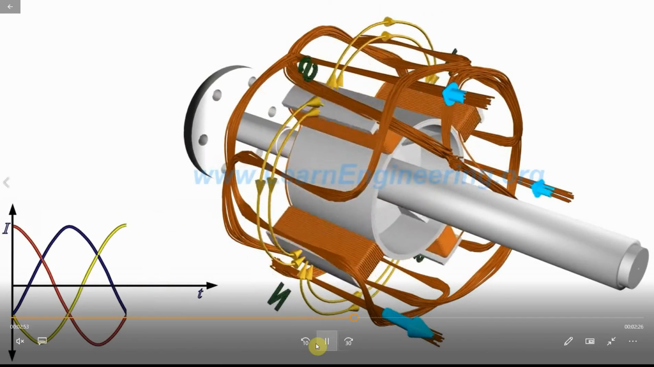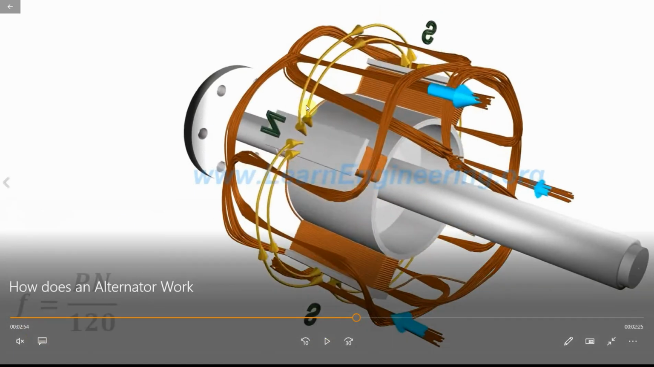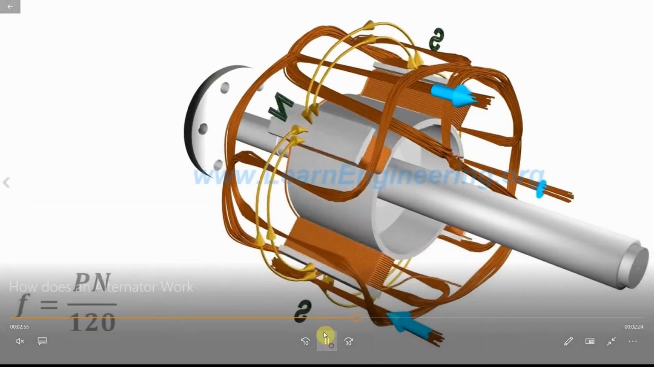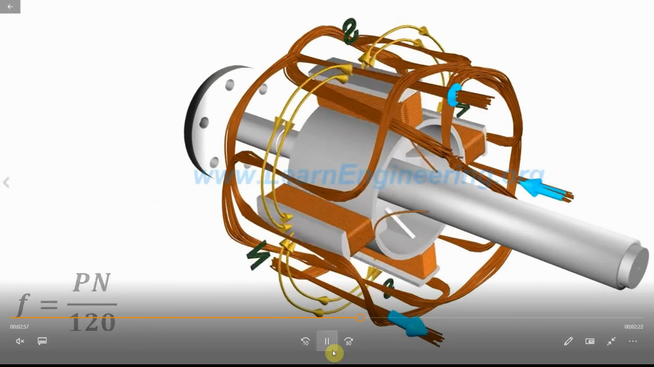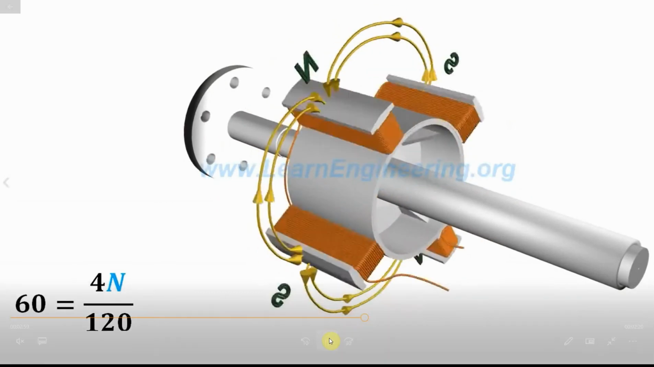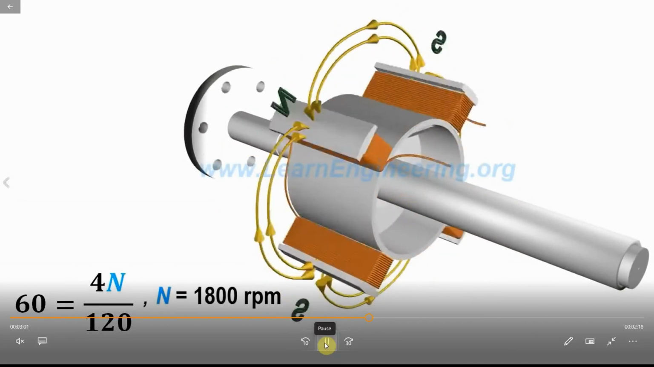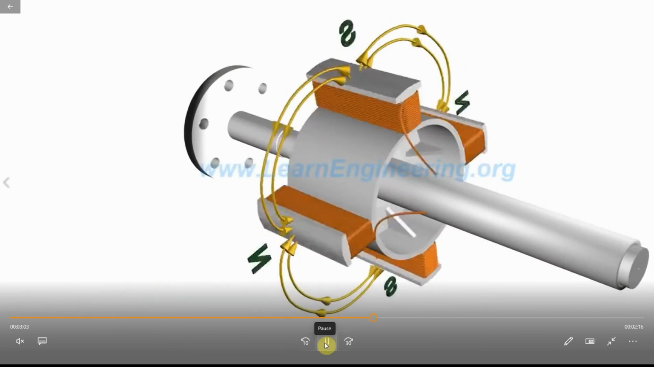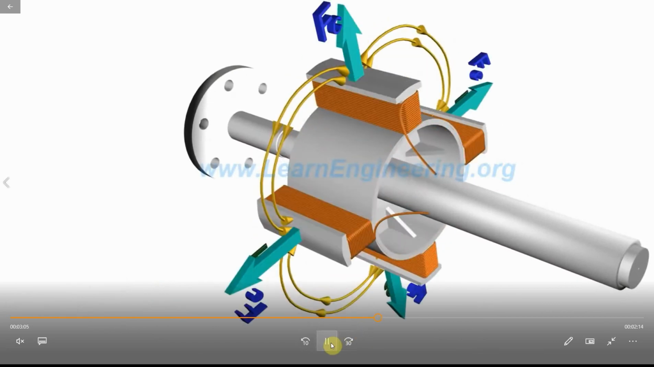So as you can see, this flux is cutting the winding as it is rotating. So this flux is cutting the winding. Are you able to see this? Yes, sir. Okay.